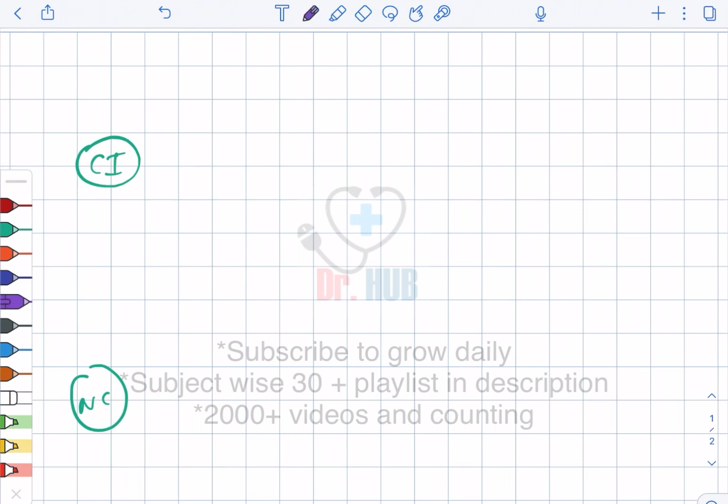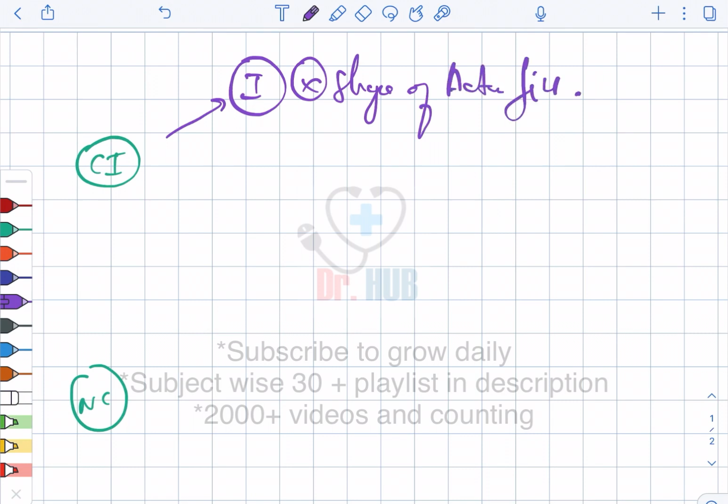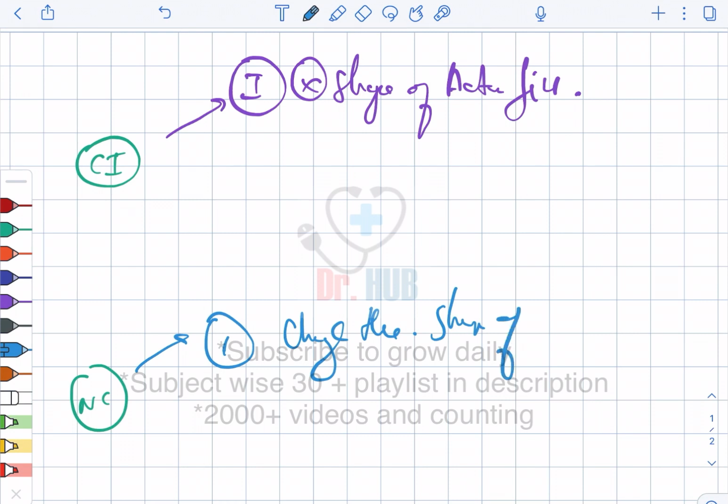Next, in case of competitive inhibitor, the inhibitor does not change the shape of the active site. Whereas in a non-competitive inhibitor, the inhibitor changes the shape of the active site.